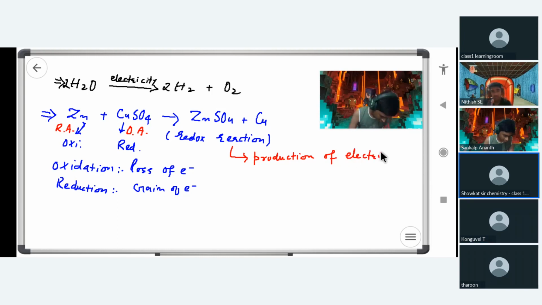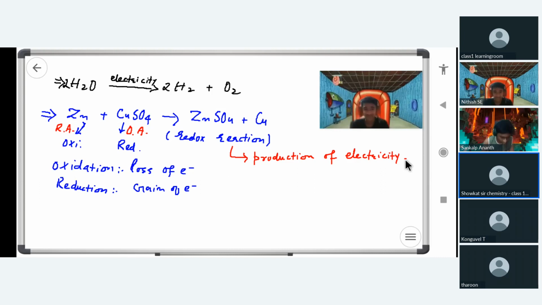electricity. Have you noted down these reactions? Yes, sir. What is this reaction called? Zinc sulfate. This is your displacement reaction. You can also call it a redox reaction. No other name; it is known as displacement or redox reaction.